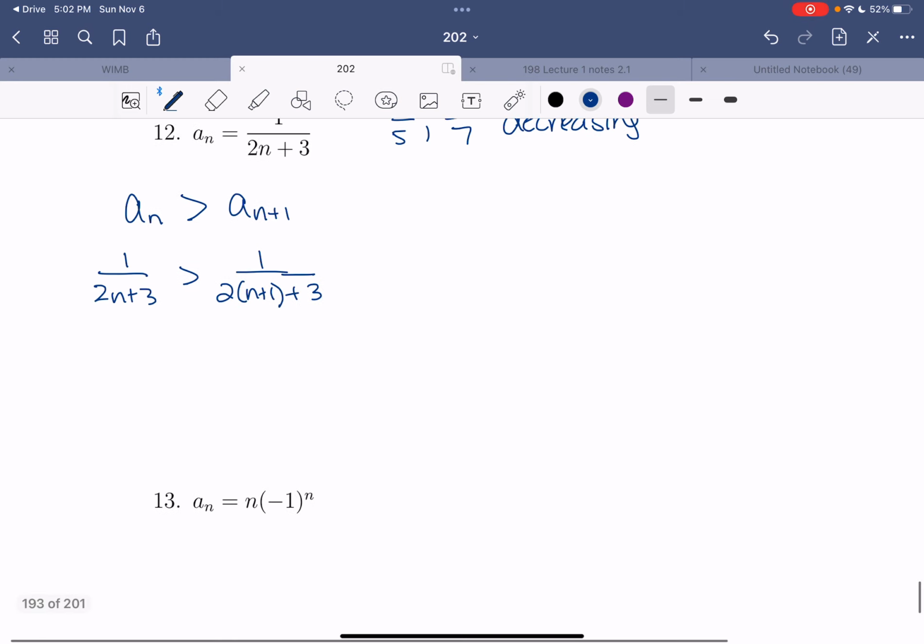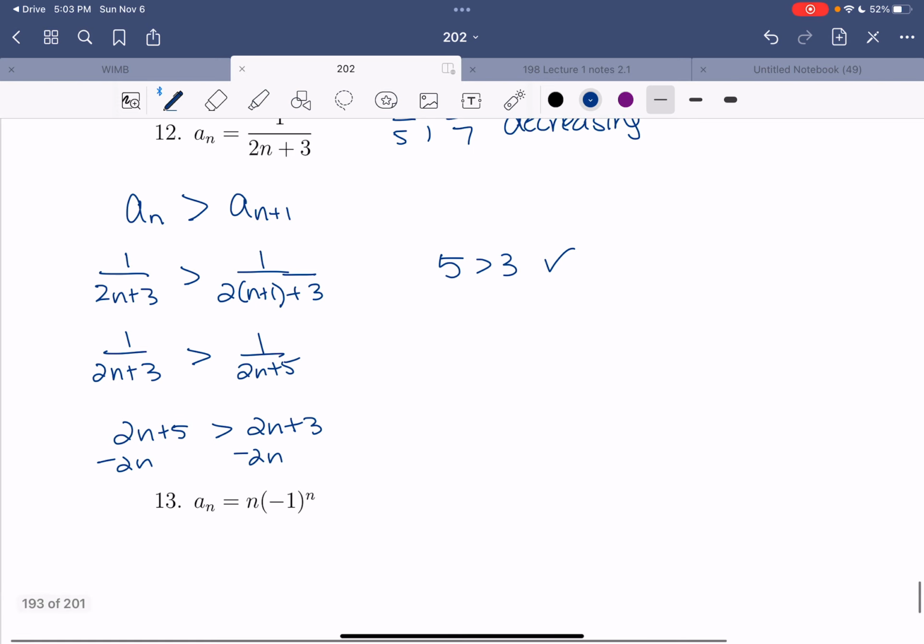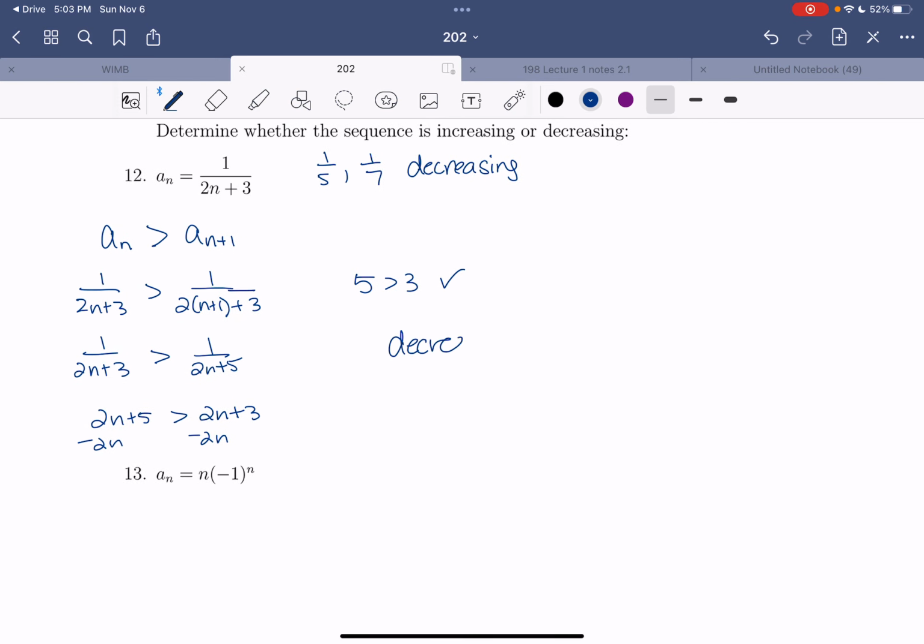Okay, and I'm going to work this until I get something that's very obvious. You've got to be able to convince me that what you have is true. So I'm going to simplify that. 1 over 2n plus 3 is greater than 1 over 2n plus 5. I'm going to multiply both sides by 2n plus 3 and 2n plus 5. So that's going to give me 2n plus 5 is greater than 2n plus 3. And then if you subtract 2n from each side, you get 5 is greater than 3, and that, of course, is true. So I went all the way until I had an obvious statement, and therefore you can say that it is decreasing. You've got to prove it.